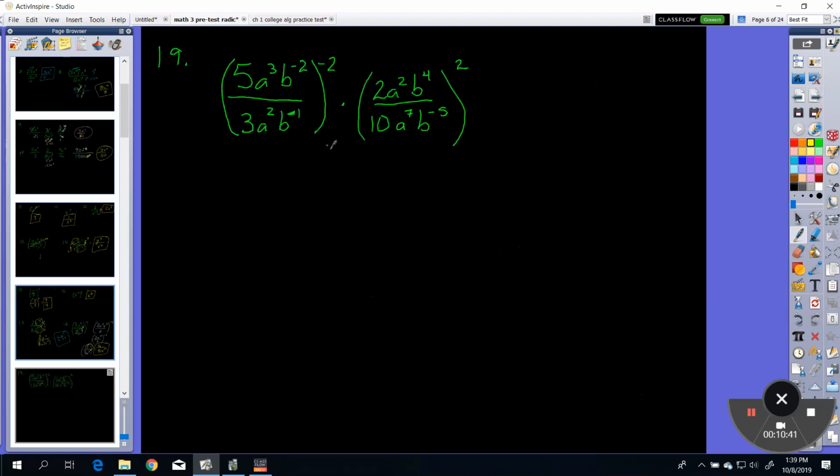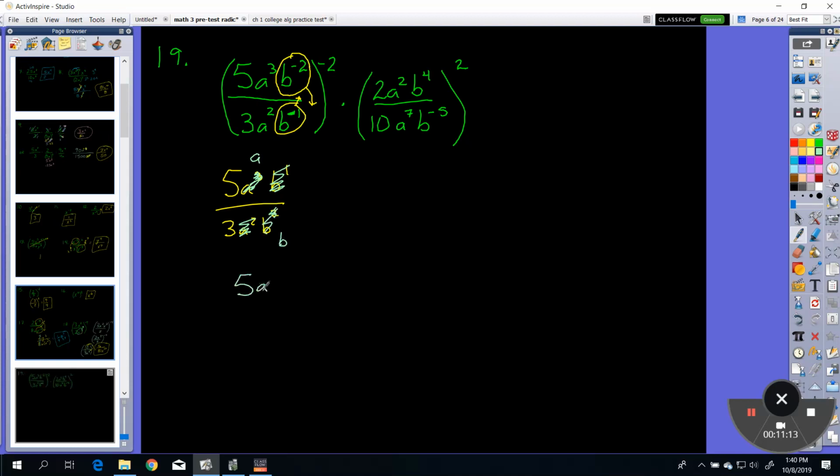Okay, number 19 is fairly crazy. There's tons of stuff going on. So I'm going to just start working with this. I'm going to move this one to the bottom, and I'm going to move this to the top. So I have 5a cubed b to the 1, 3a squared b to the 2nd. Now I'm going to start simplifying. A cubed and a squared. There's 2 of these. Take away 2 of those. It just leaves me with a. This b to the 1 takes away 1 of those and just leaves me with b.